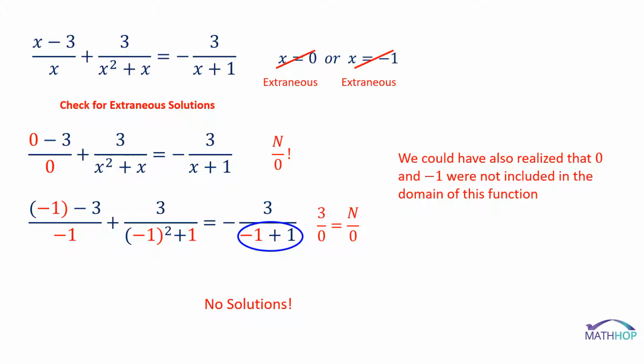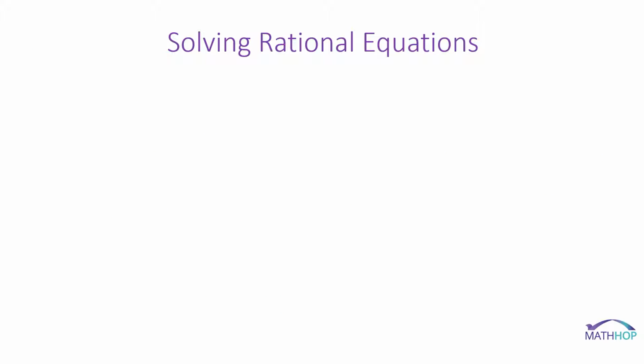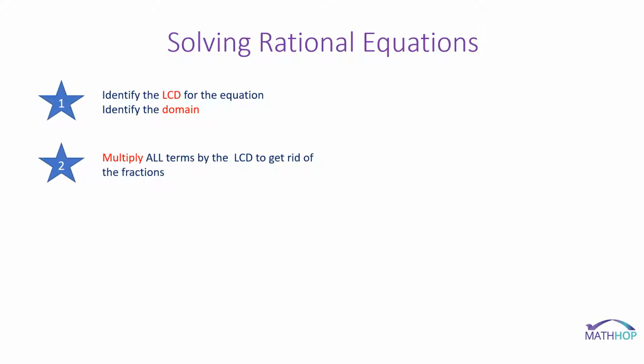All right, so not every rational equation looks the same. Let's go over the steps you're going to use. First thing you're going to do is identify the lowest common denominator that you can multiply every term by, and identify the domain, because that's going to come in handy with your extraneous solutions. You want to multiply every single term by the LCD to get rid of all the denominators, which in turn gets rid of all the fractions. Then you solve for x.